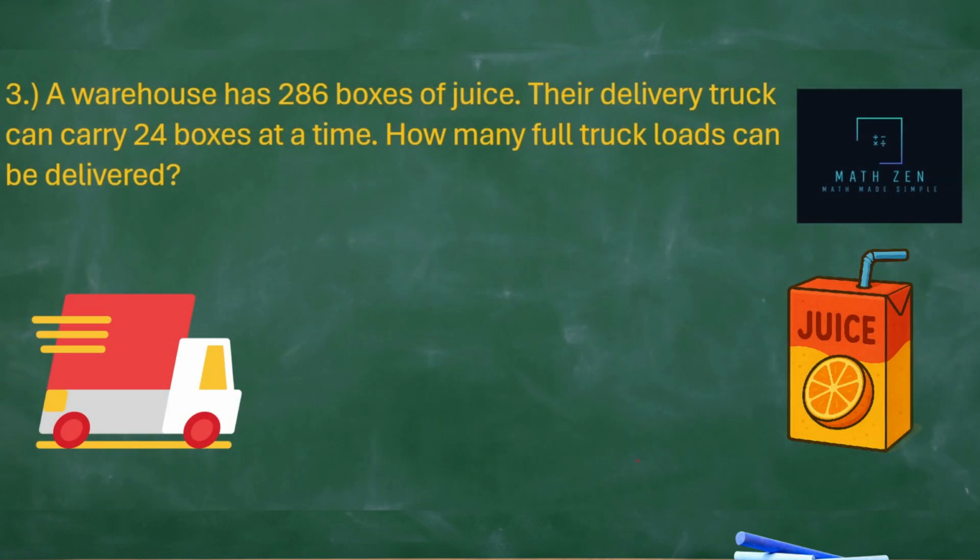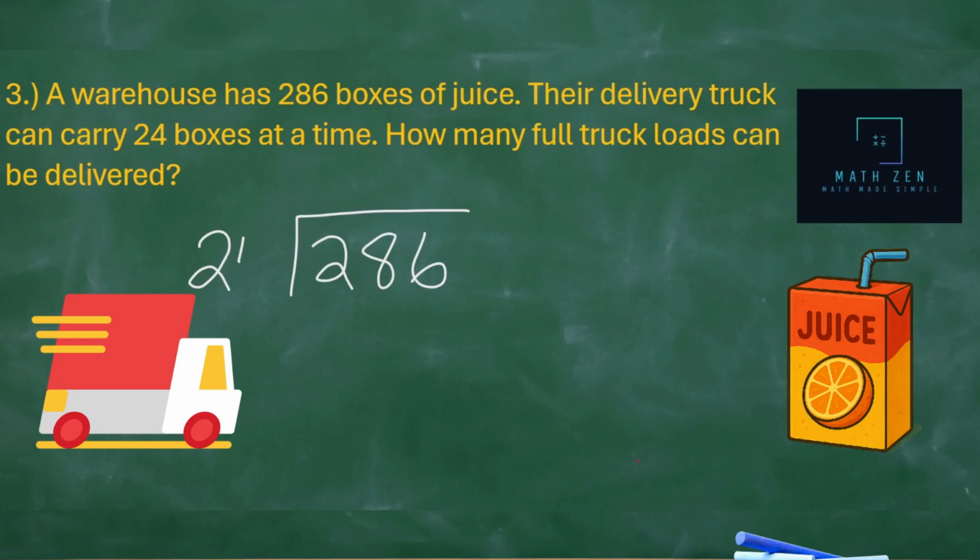All right, now that you've had a chance to solve this problem on your own, let's take a look to see how you did. The problem reads, a warehouse has 286 boxes of juice, and their delivery truck can carry 24 boxes at a time. How many full truckloads can be delivered? So what you should have done here is taken the 286 boxes of juice and divided that by the 24 boxes that the truck can take in one load.